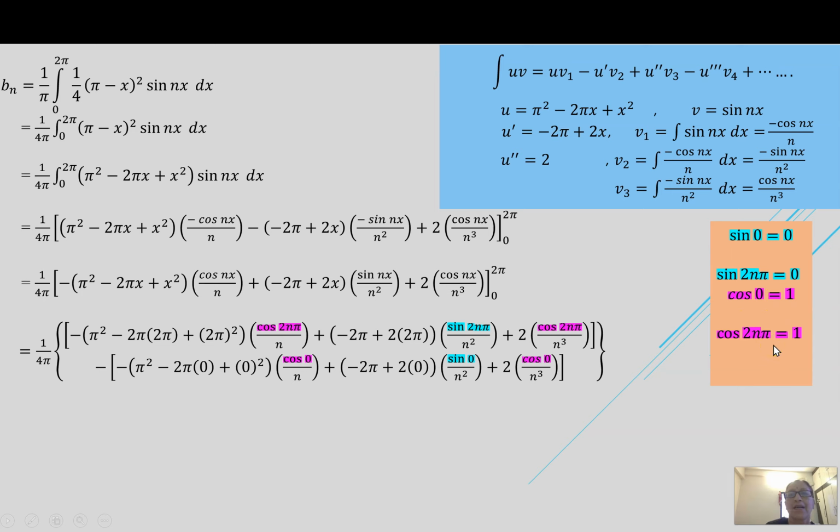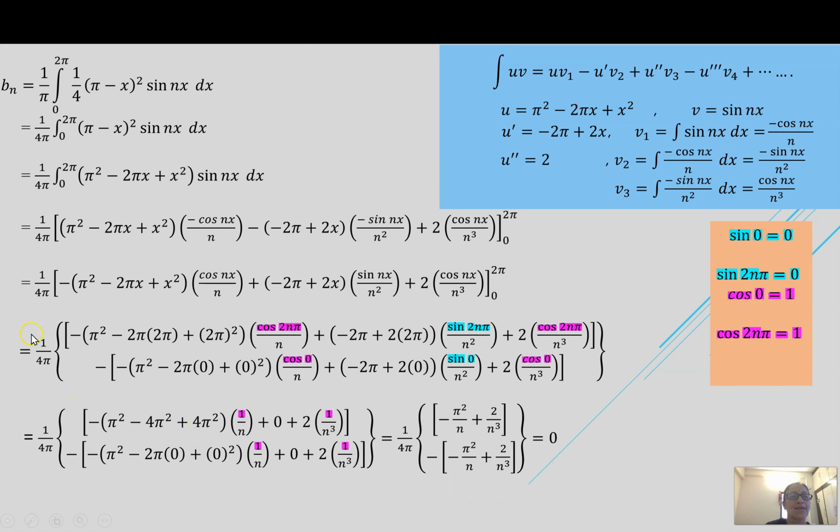Now let us replace sin 0, cos 0, sin 2n pi, cos 2n pi by these particular values. So that gives 1 by 4 pi. In this first square bracket gives minus of pi square minus 4 pi square plus 4 pi square into value of cos 2n pi is 1, so 1 by n, plus here minus 2 pi, here sin 2n pi, value of sin 2n pi is 0, so this middle term becomes 0, plus last term is 2 into cos 2n pi is 1, so you get 1 by n cube.